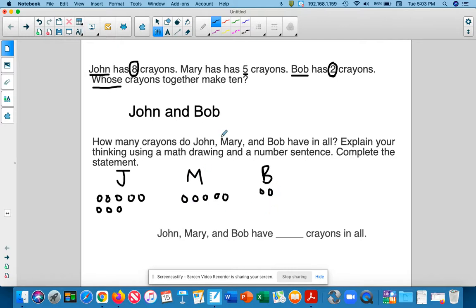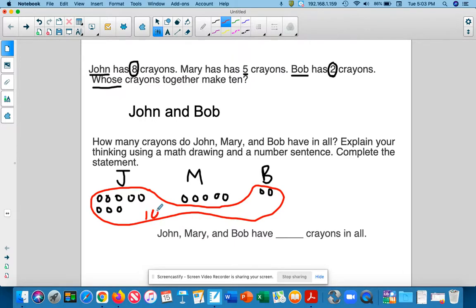Now, knowing that John and Bob's crayons make a 10, I absolutely can try and make my 10 in order to solve the problem. So I'm not going to circle Mary's, because I'm going to circle John and Bob's together, and I know that makes 10. So I can make my number sentence. I can say 10, because John and Bob's make 10. 10 plus my other number that Mary has. And Mary has 5. So we have 10 plus 5, and that equals 15.